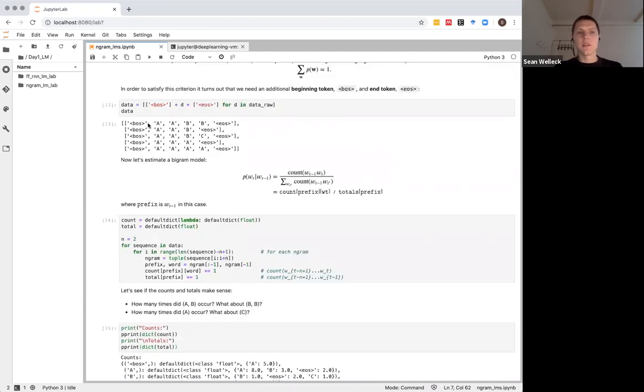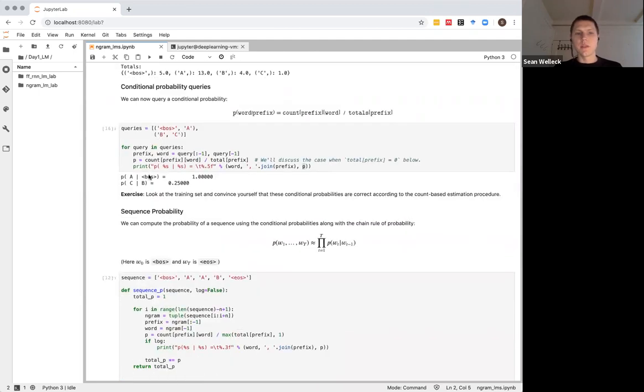So again, here's our data set. And now following beginning of sentence, of the outcomes that occur in the data set, you can see here that 100% of the time, A is following beginning of sentence. Right? We never see beginning of sentence and then, for example, B. And so this makes sense that our model has estimated this probability as 1.0. Okay?